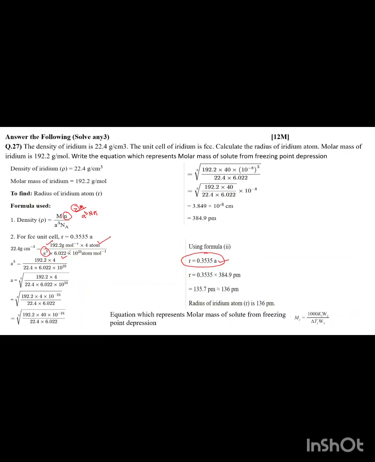Avogadro's number is already known, 6.022 into 10 raised to 23. Density is already there. Substitute these values in this numerical to calculate the cube root. Finally you will get 384.9 picometer. That we have to substitute in this formula to get 136 picometer as the answer.